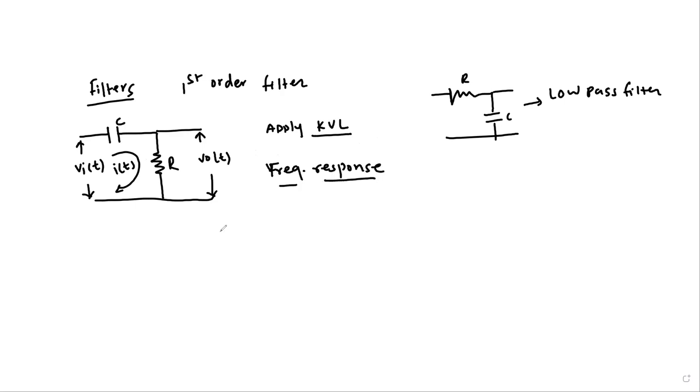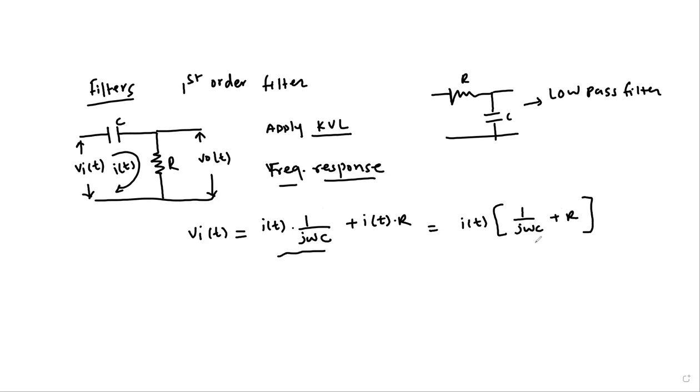So what we do here is we apply this KVL: Vi of t equals I of t into 1 over j omega C, that is the impedance of this capacitor multiplied by the current. So right, I into R or I into impedance. For the capacitance, we have this kind of relation, plus I of t into R. So that would be I of t in bracket 1 over j omega C plus R. So that's what equation 1 says.